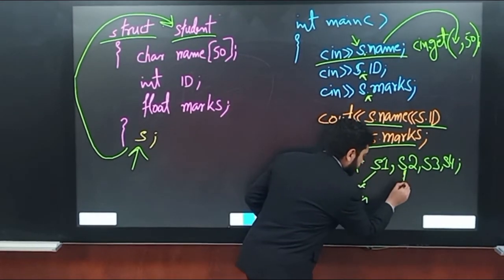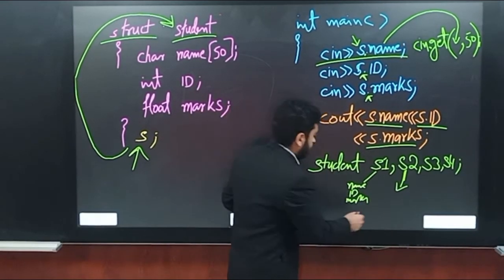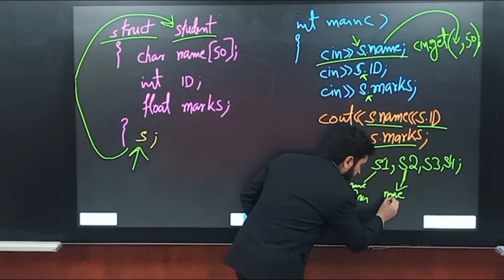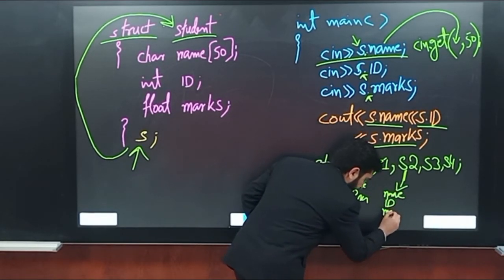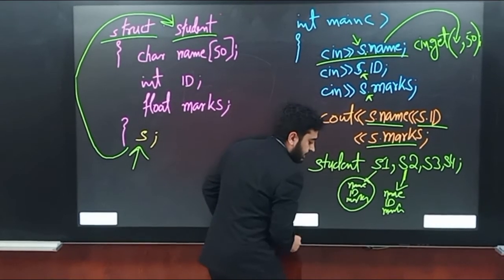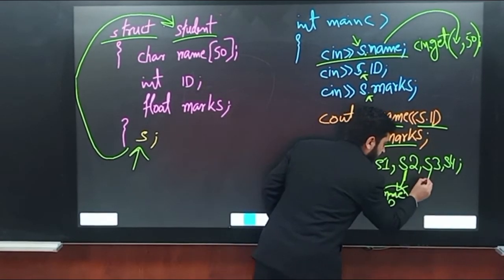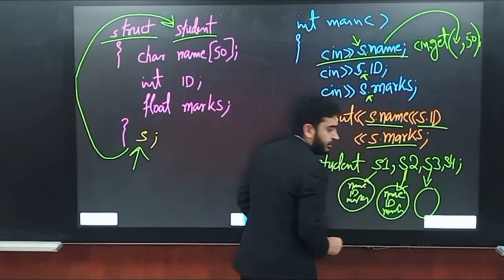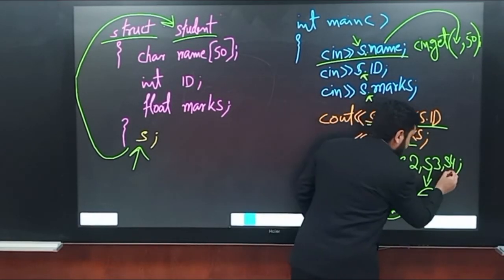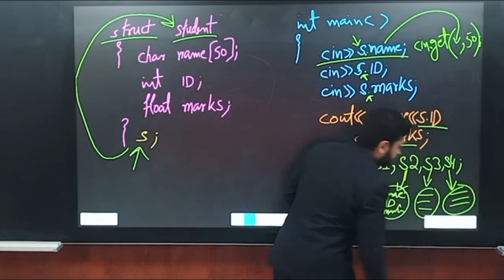This s2 is another copy or object of the structure which has different name, id, and marks. Okay, so this is a different copy of the structure, this is a different copy of the structure. Similarly, s3 has a different copy of the structure which has three variables, name, id, and marks. s4 has a different copy of the structure.